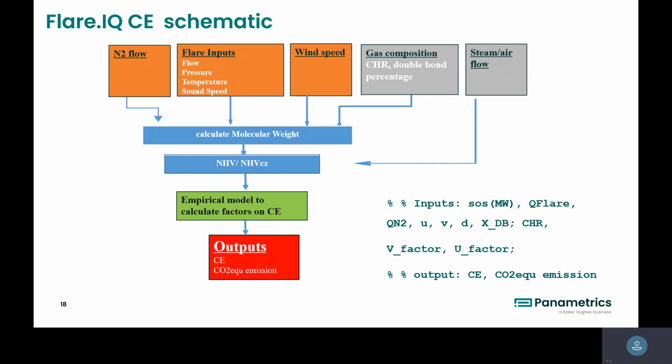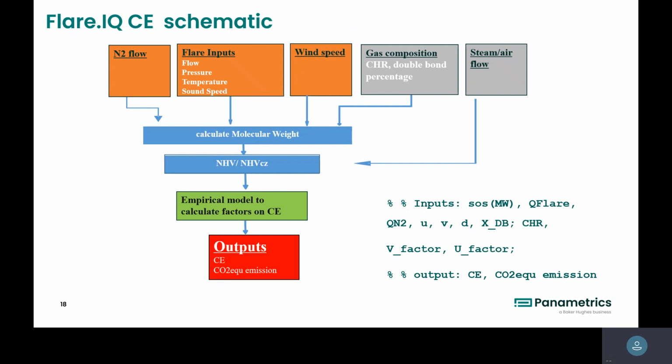And the key concept is, again, from sound speed, pressure, temperature, you can calculate molecular weight, you can calculate heating value, and from other inputs, for example, wind measurement, you can measure the wind. If you have a GC, for example, you can measure all those as input. And of course, if it's non-assist, then there will be no steam or air. But if it's an assisted system, you will have those as inputs as well.